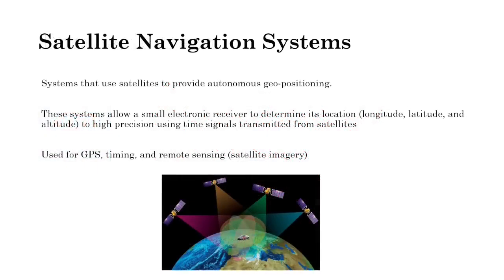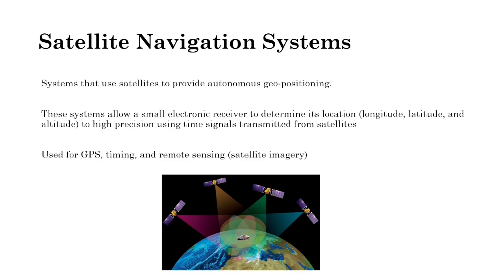So we're going to talk about some technologies now. Some of these you might be a little familiar with, and some of these you may have never heard of before. So first we're going to talk about satellite navigation systems. So these are just systems that use satellites up in space to provide geopositioning, like where you are in the world. They use a small electronic receiver to determine a location. They use your coordinates, your longitude, your latitude, but also your altitude, how high you are from the ground. And they do this at a very high precision, so it's very, very accurate.